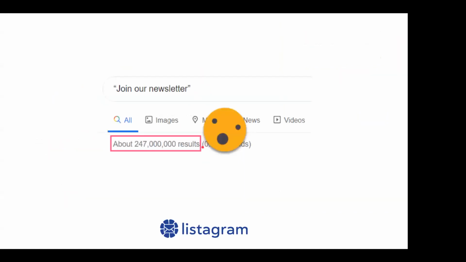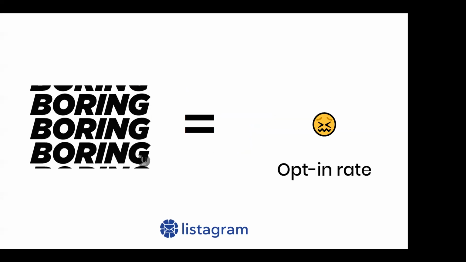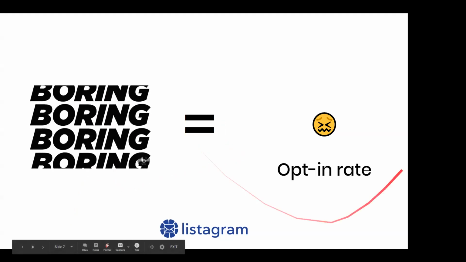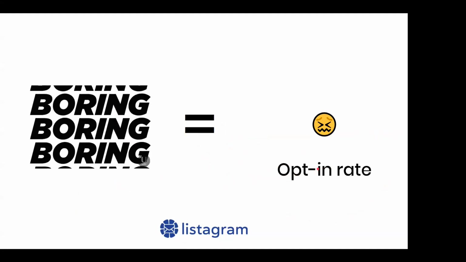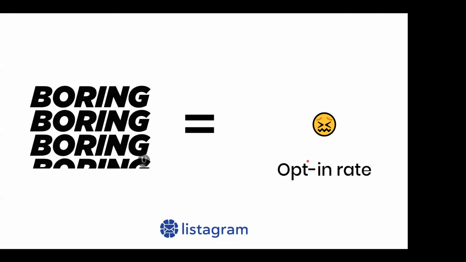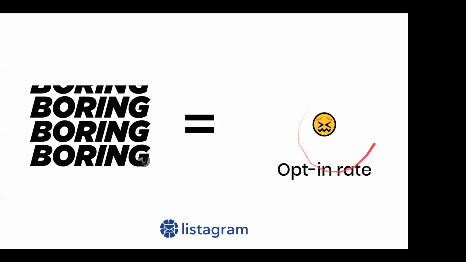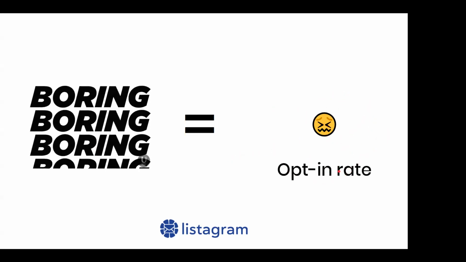So I did a little search on Google here for "join our newsletter" to see how many times this comes up on pages, and you can see 247 million results. It's crazy how many websites are using this. And this is basically what happens. Boring. So what does boring mean? A really poor opt-in rate. You may still be getting subscribers, but if you are using these kinds of traditional methods of getting emails, then you may be suffering from quite a bad opt-in rate.